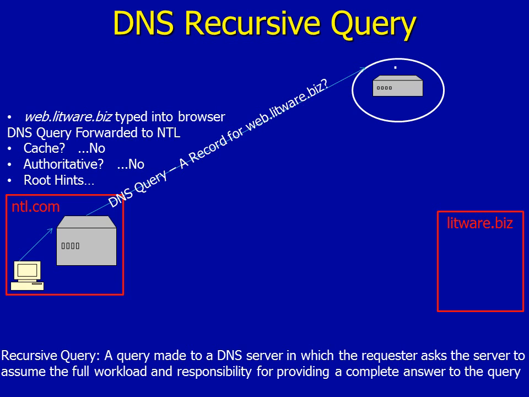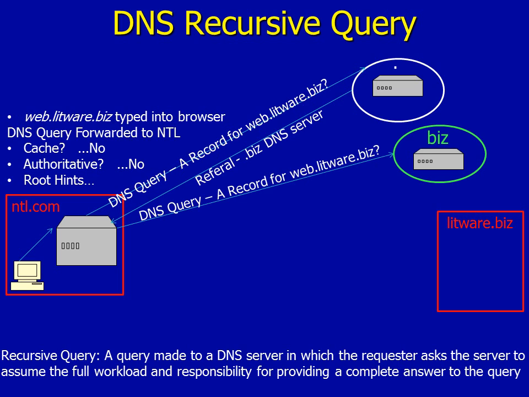The dot or root server comes back, checks its cache, it's not in there, checks its zone, it's not in there, checks its forwarding, it's not in there, and it gives a referral. It says, I don't have the IP address for that A record, but I can refer you to the next level down, which in this case is the .biz DNS server.